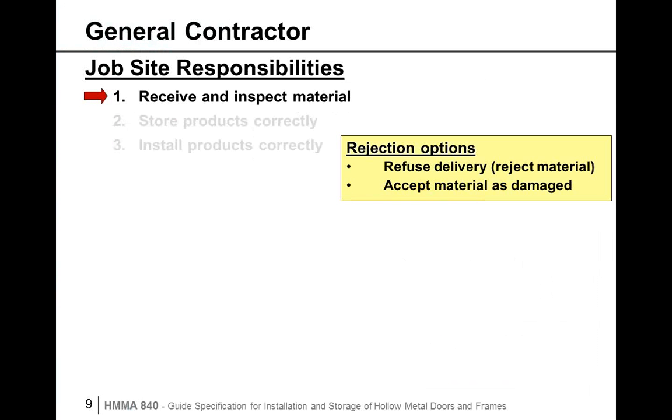Now, in the contractor's responsibilities, the first thing is receiving and inspecting the material. The contractor has the responsibility to look at the material and decide whether he wants to accept the material as is, or refuse it, or accept it as damaged.